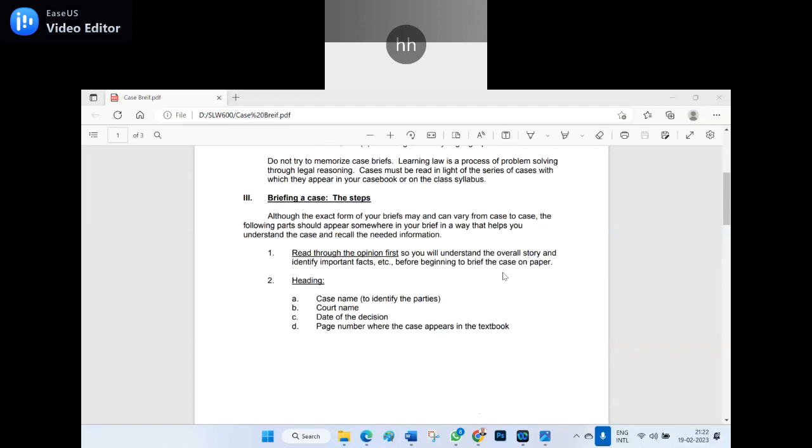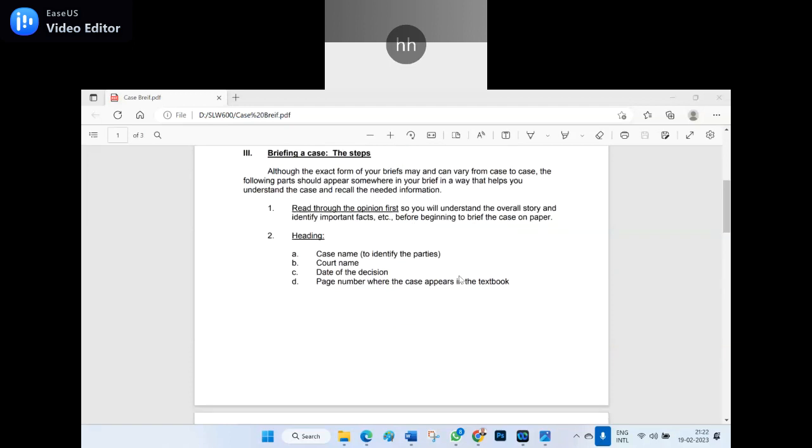So, briefing a case: the steps. What are the steps involved in briefing a case? Although the exact form of your brief can vary from case to case, the following parts should appear somewhere in your brief in a way that helps you understand the case and recall the needed information. Read through the opinion first so you will understand the overall story and identify the important facts before beginning to brief the case in a proper manner.